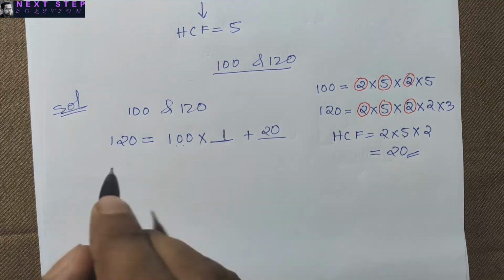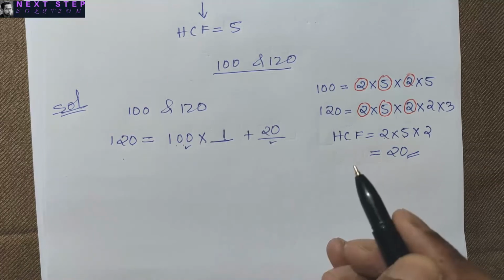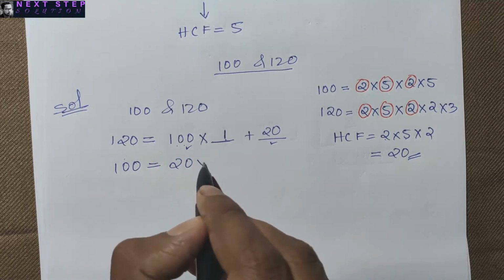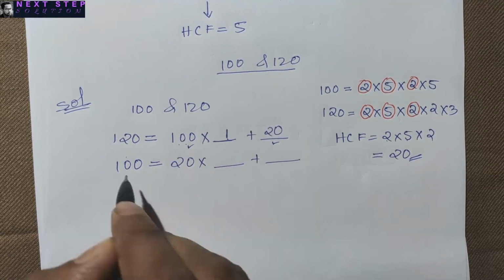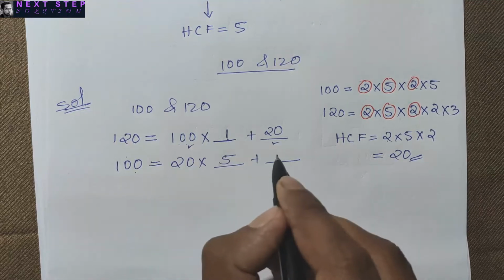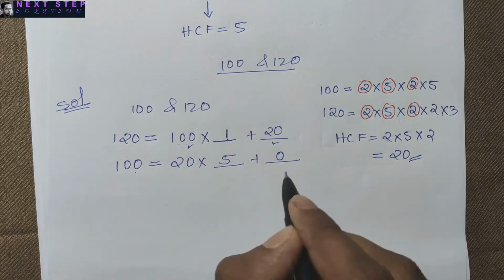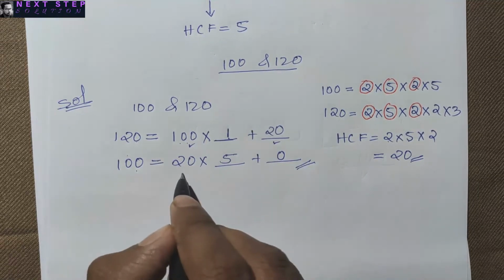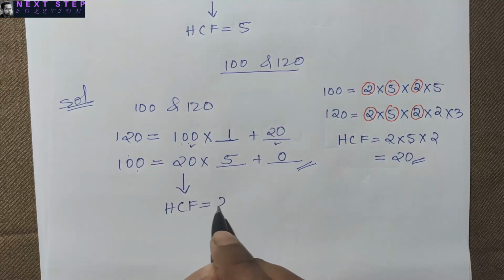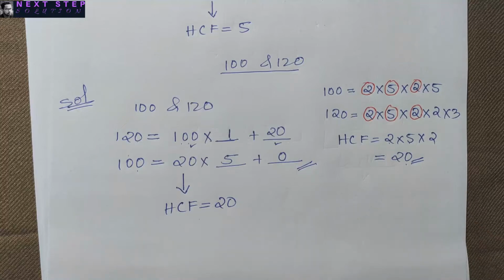Now furthermore, we will take this number and continue the process. We will write 100 here, the bigger one, and here we will write 20. Multiply with a number and add a number to it in order to make 100. Now 20 into 5 makes 100. We don't have to add anything, so we will write 0 here. As soon as we get 0, our calculation stops and this number becomes the HCF. HCF is equal to 20. We got HCF 20, earlier also HCF 20.